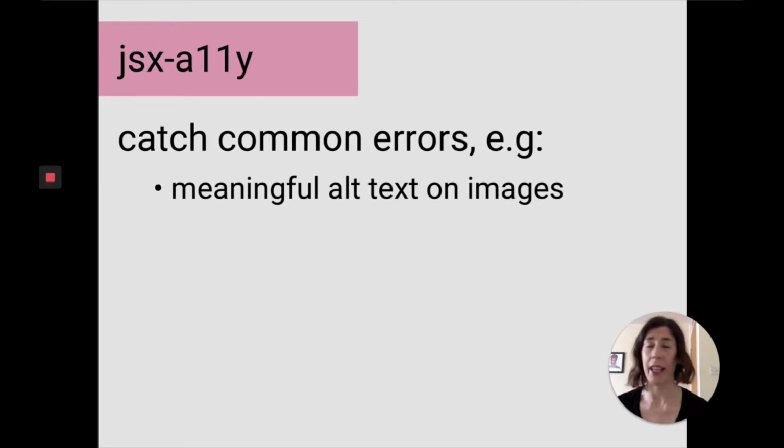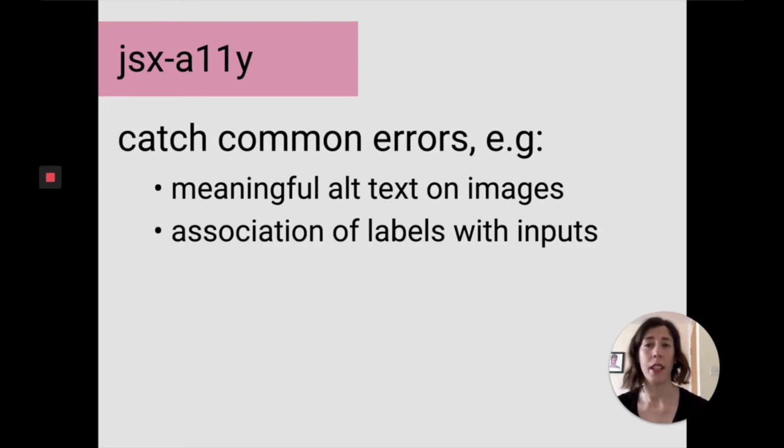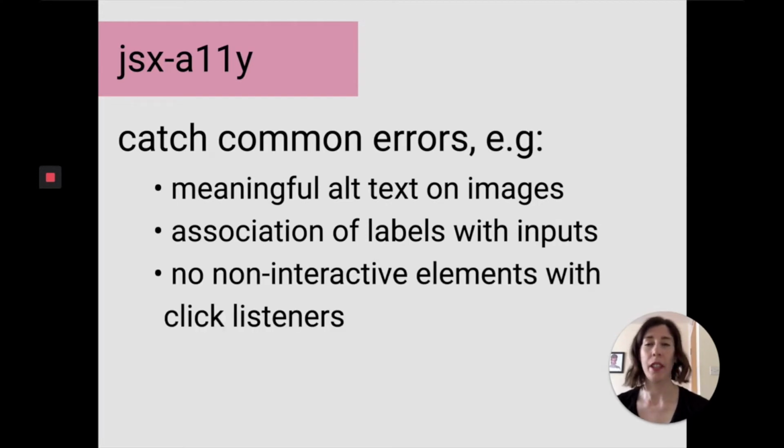So things like, did you accidentally forget some alternative text on your images? Did you accidentally not associate a label with an input? And things like, have you put an onClick listener on a div, for example, that isn't accessible by the keyboard and not interactive? All really useful things. And of course it does much more as well.